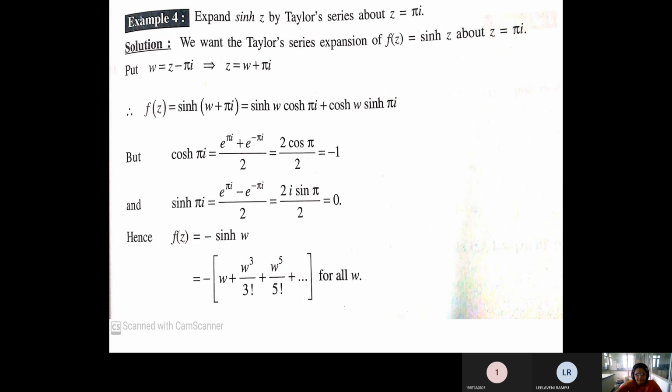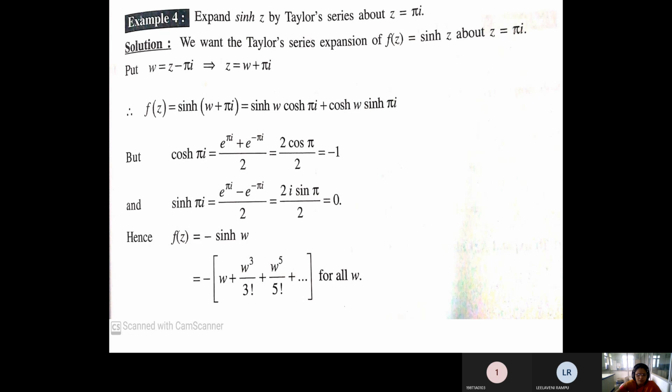f of z is sinh z, that means sinh of w plus pi i. Sinh of a plus b is sinh a cosh b plus cosh a sinh b. So sinh of w times cosh of pi i plus cosh of w times sinh of pi i. Now we are finding cosh pi i.